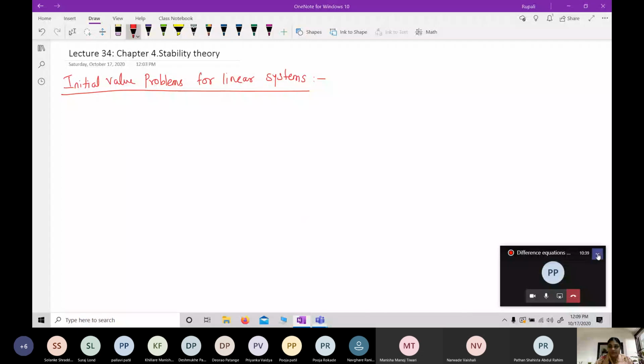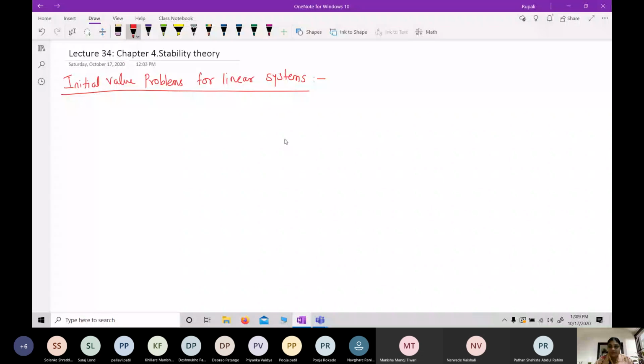So we have completed Z transform. Now today we will start chapter 4, that is stability theory. Stability theory of difference equations. Up to now our discussion was confined to only one difference equation. Now in this chapter we are going to study linear system of linear difference equations. Stability theory of system of linear difference equations.